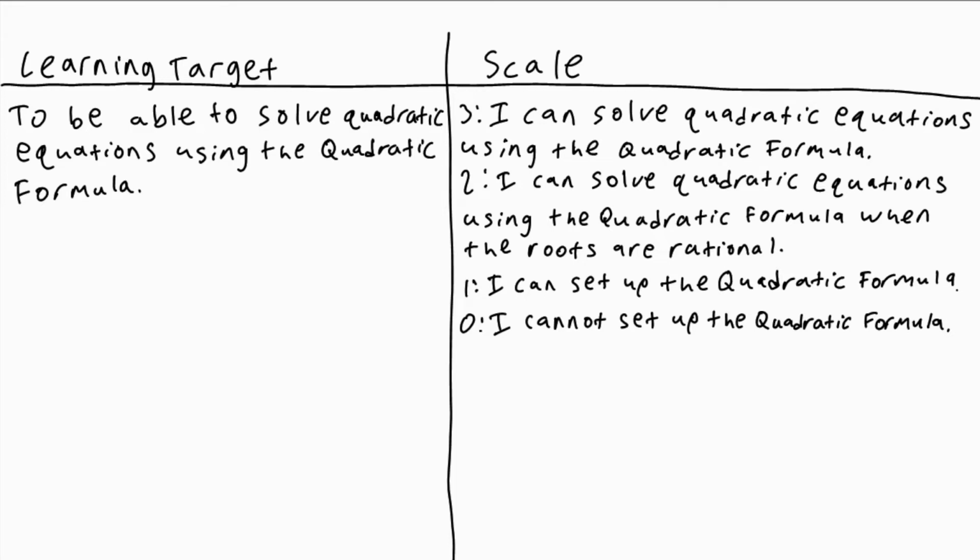You're a 1 if you can set up the quadratic formula, so you can set it up but you have trouble actually solving it out and simplifying it. And you're a 0 if you cannot set up the quadratic formula.